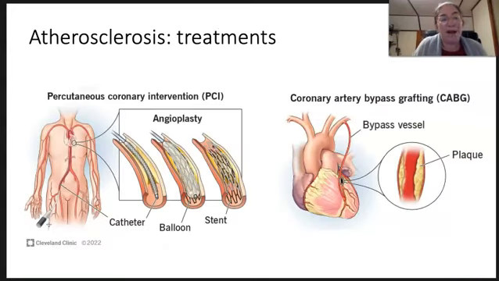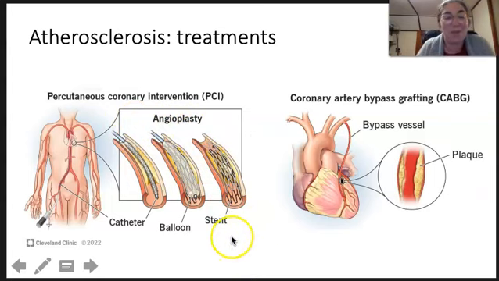So the treatment for atherosclerosis, or two common treatments for atherosclerosis. One is a percutaneous coronary intervention. In other words, using a catheter to go up into the coronary arteries and insert a stent using a balloon, doing an angioplasty. The word angioplasty means a procedure to reshape the blood vessel. And so it's less invasive.